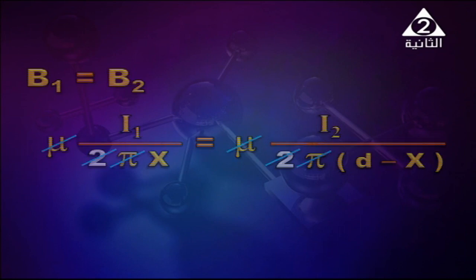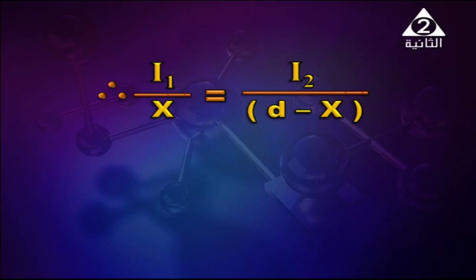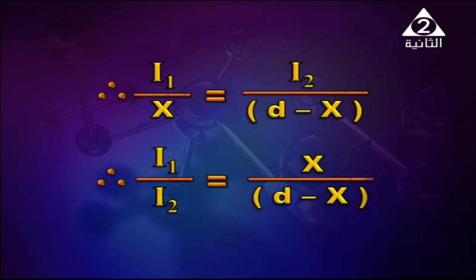Okay, so we can say I1 over x equals I2 over d minus x. We can rearrange this and say I1 over I2 equals x over d minus x. This is the mathematical relation to be used when we want to determine the position of the neutral point when we have two wires carrying currents in the same direction.